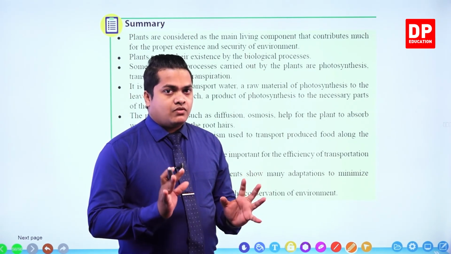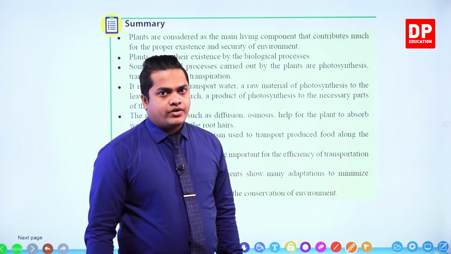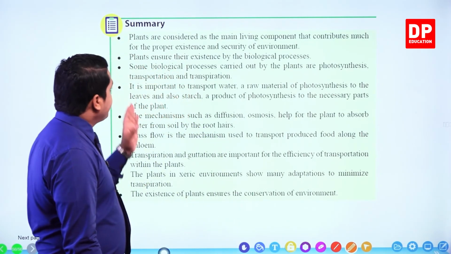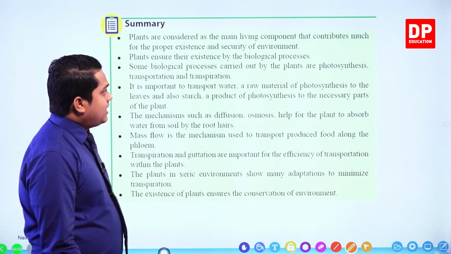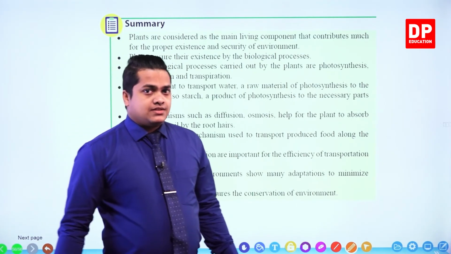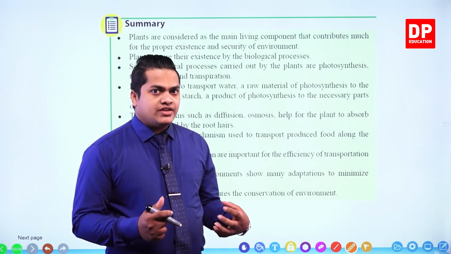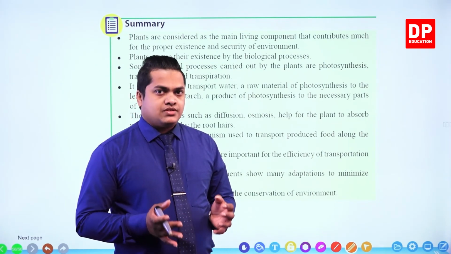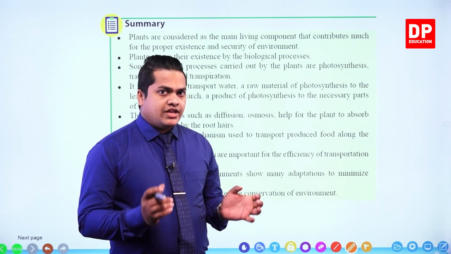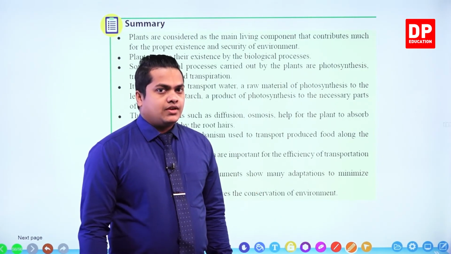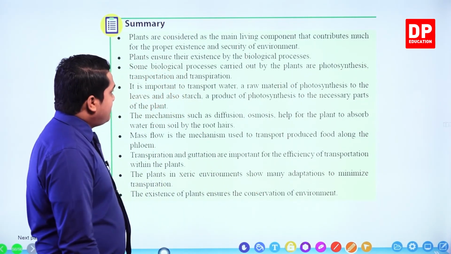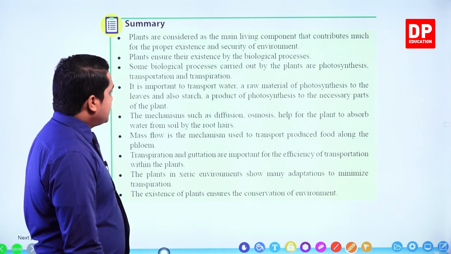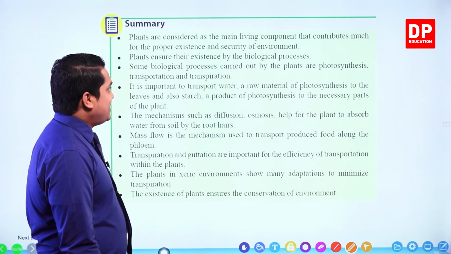Under the first chapter of our lesson, I told you that plants are very important for the maintenance of the biosphere. Then, plants ensure their existence by biological processes. Like us, like each and every living organism, the plants are going to do biological processes, and from those biological processes they are ensuring their existence. Some biological processes carried out by the plants are photosynthesis, transportation, and transpiration.